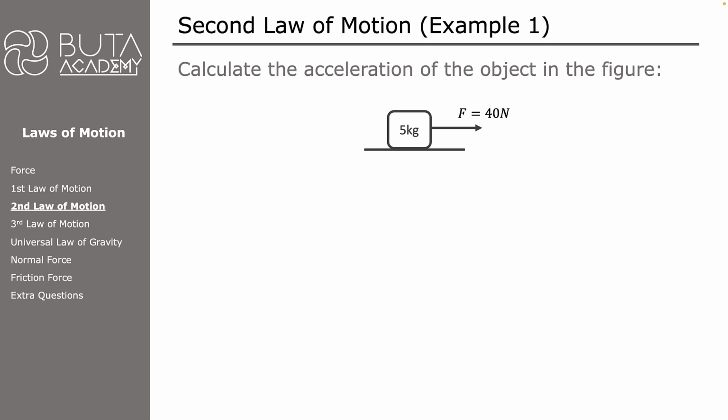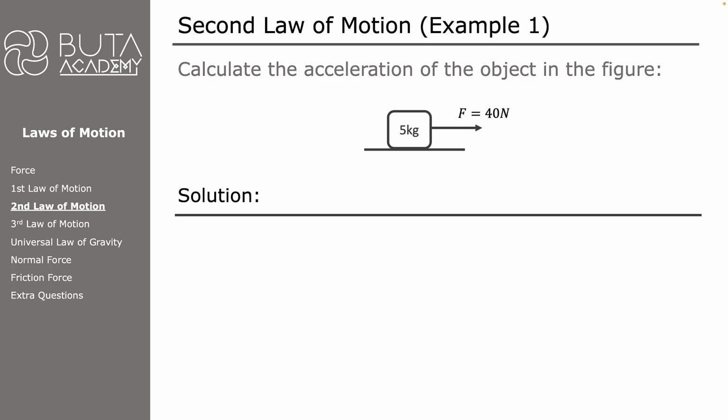In the first example, we have to calculate the acceleration of a 5 kg object, which is moving under the influence of a force of magnitude 40 newtons. Even though this question is very simple and we don't have to draw it, it is a good habit to start solving these types of questions by drawing free body diagrams. As a first step, we draw a dot to represent the object. Then we draw the applied force F. The second force applied on this object is the force of gravity. And the last force is the normal force, as the object is in contact with the surface.